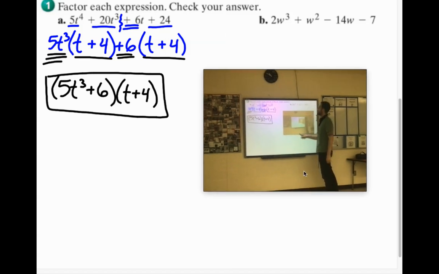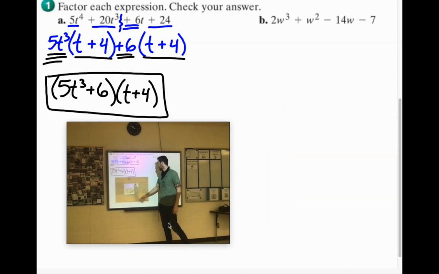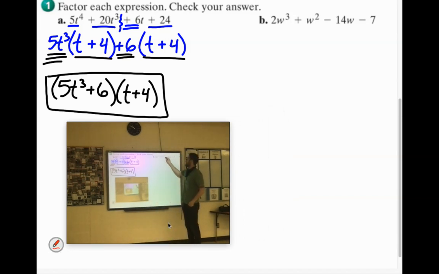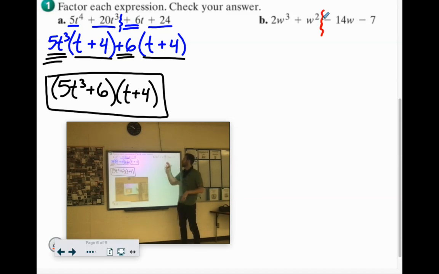Okay, let's try another one. They don't have anything in common except for 1, but we never factor out 1. So we'll split it down the middle, 2w to the third, w squared. W squared would be the greatest common factor. W squared times 2w gives you 2w to the third, and w squared times 1 gives you w squared.